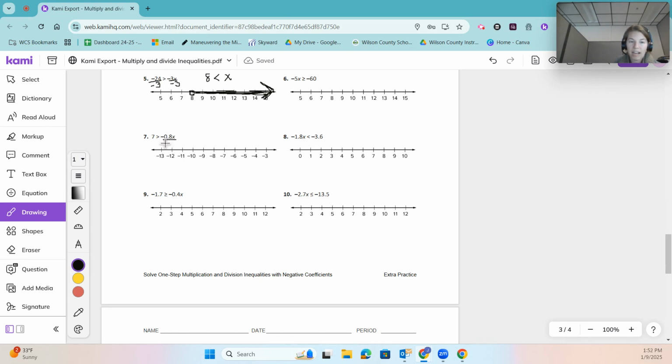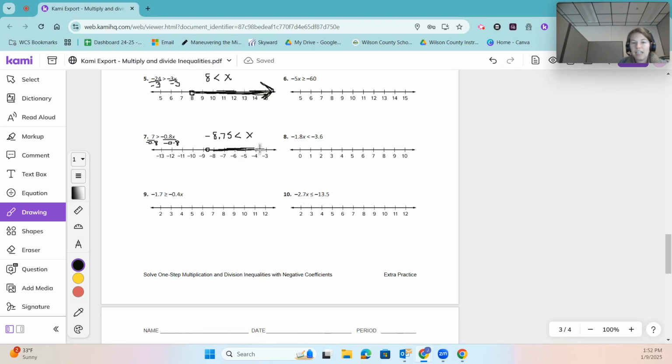Okay, so divide by negative 0.8. Divide by negative 0.8. Okay, so 7 divided by negative 0.8 is negative 8.75. I flip, because I divided by negative 0.8, I flip my sign. And that gives you negative 8.75 is less than x. Okay, so I'm going to do an open circle at about 8.75 right there. Okay, and we're going to draw an arrow.